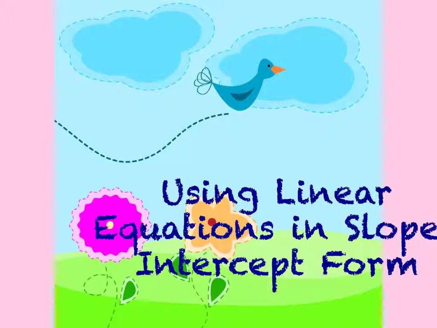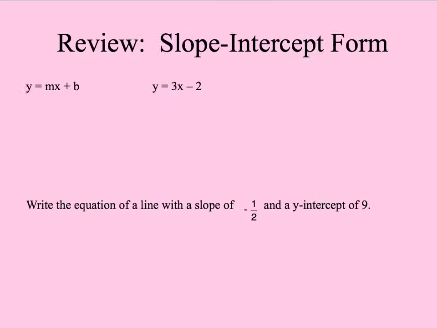Using linear equations in slope-intercept form. First, let's review what slope-intercept form is. Slope-intercept form is an equation that's in the form of y equals mx plus b. Here, m is equal to the slope, and b is equal to the y-intercept.